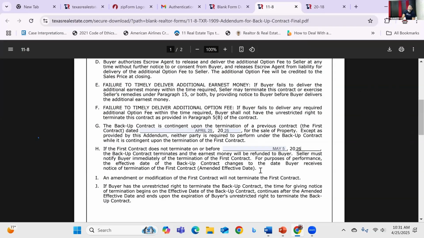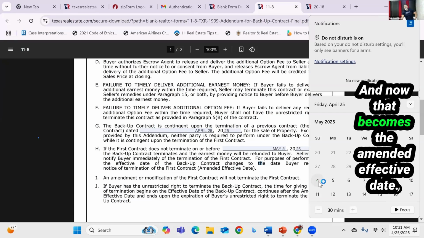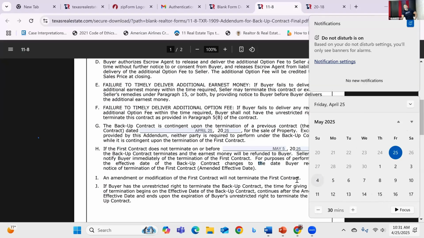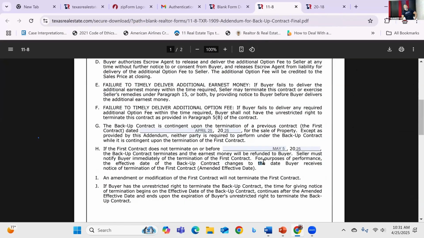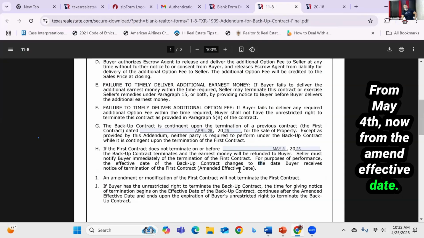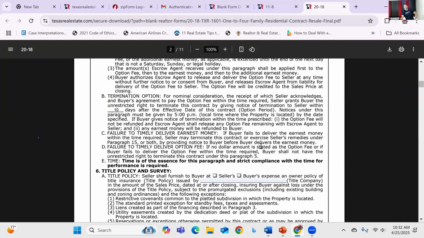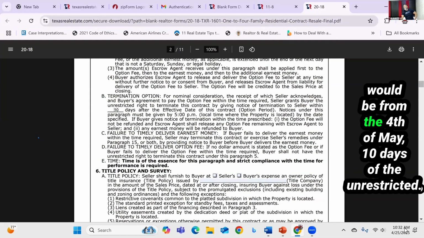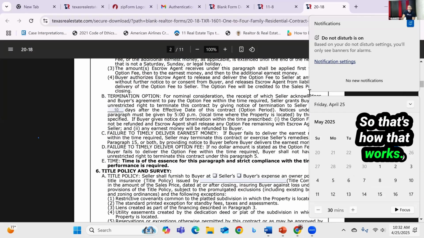They get notified that first position fell out of place on May 4th. And now that becomes the amended effective date. Because they have put 10 days over here, they will get an additional 10 days from May 4th, from the amended effective date. And now the option period would be from the 4th of May, 10 days of the unrestricted right, as long as they had the unrestricted right to terminate. So that's how that works.